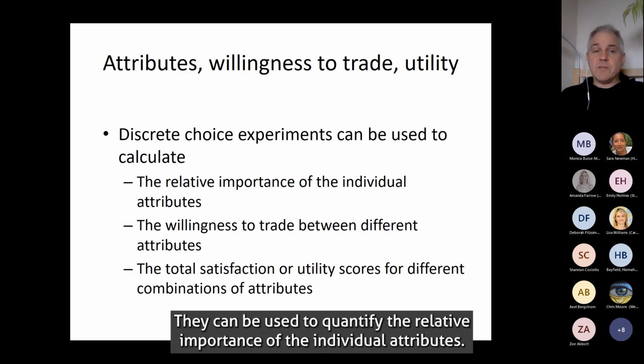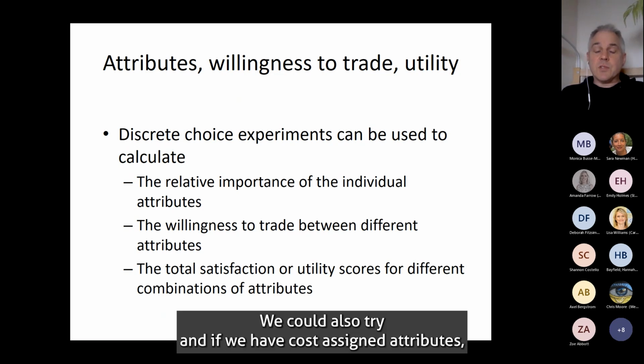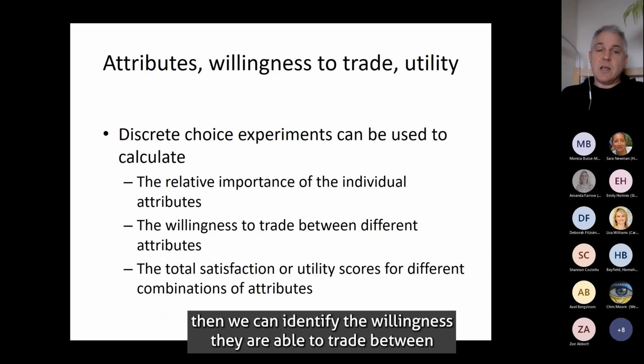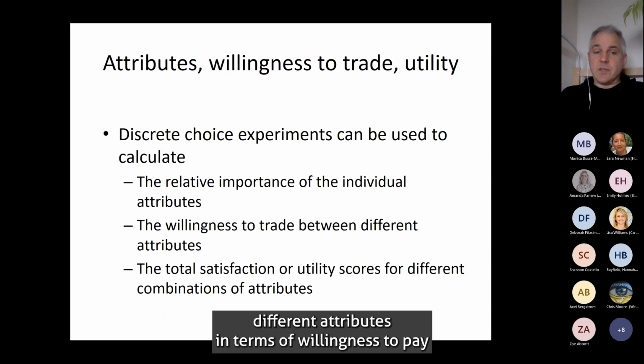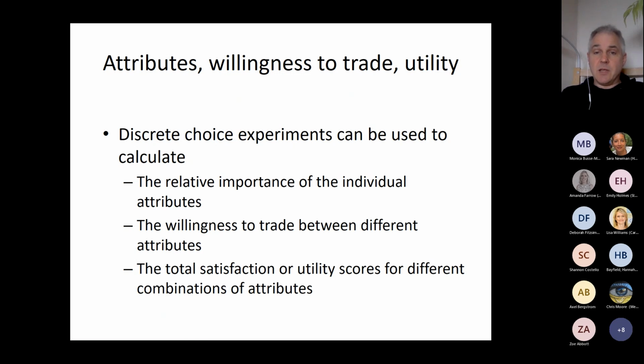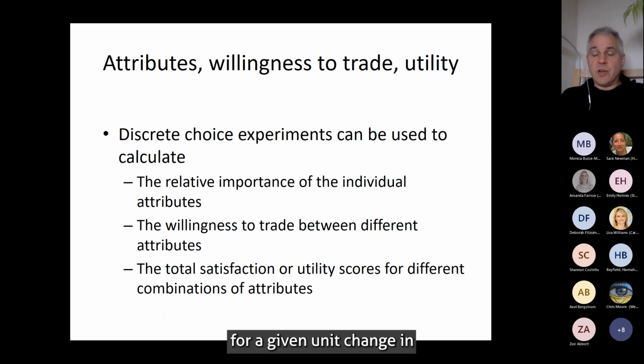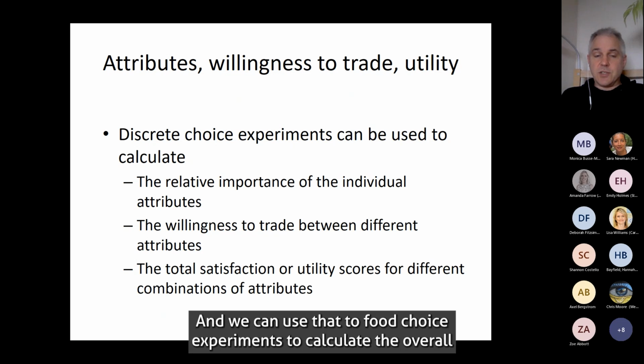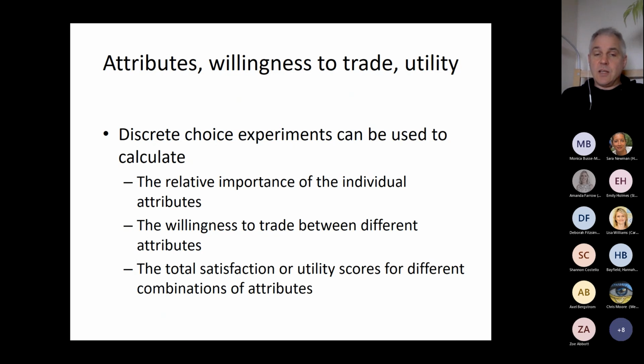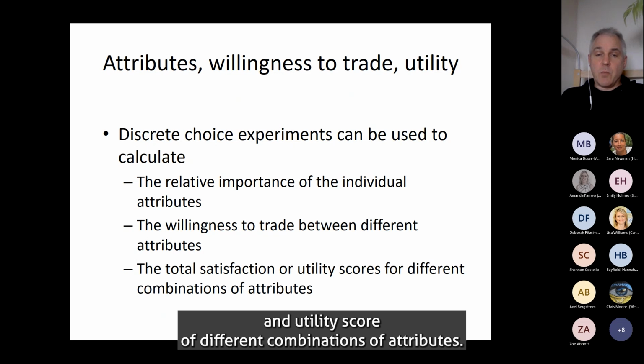They can be used to quantify the relative importance of the individual attributes. We can also try, if we have cost as an attribute, to identify the willingness they are able to trade between different attributes in terms of willingness to pay. So we can try and quantify people's willingness to pay for a given unit change in any of the other attributes. And we can use the discrete choice experiments to calculate the overall utility score of different combinations of attributes.